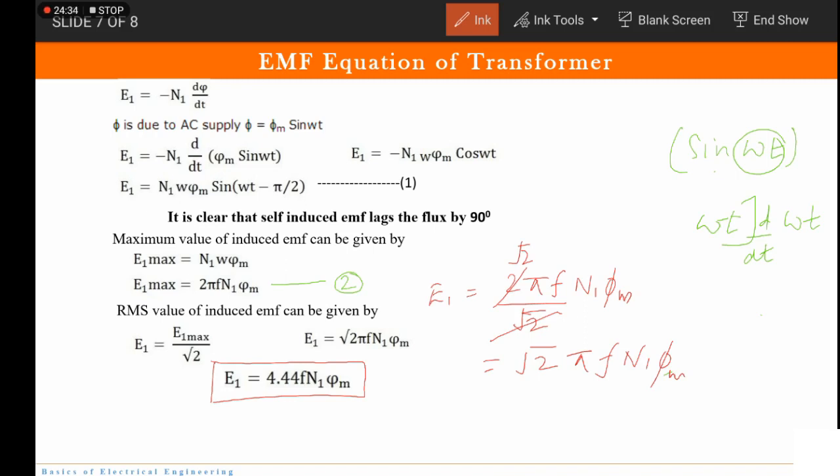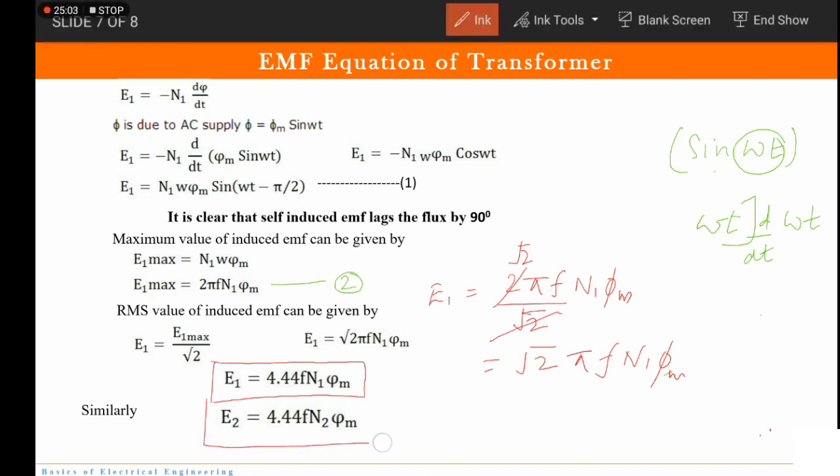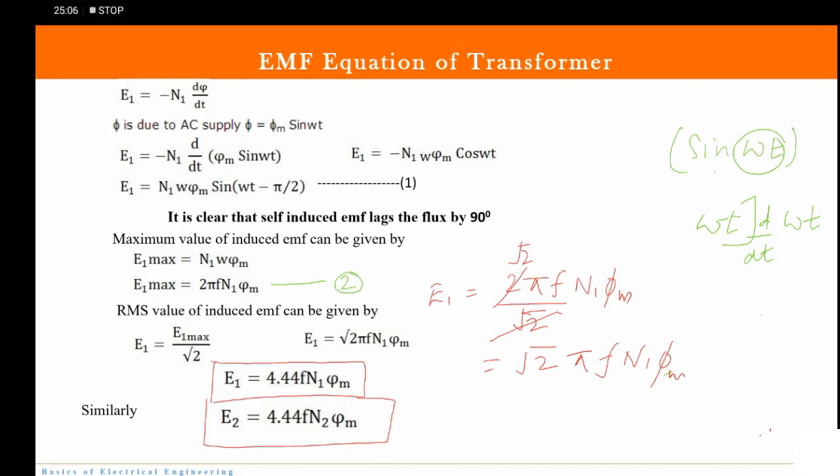Very important equation. Now what factors does this E1 depend on? It depends on frequency, the number of turns, and the maximum flux. Similarly, we can write the equation for E2 also, except N1 is replaced by N2, otherwise the whole equation is the same. So E2 becomes 4.44 f N2 phi m. This is the equation for our transformer, and this derivation is very important.